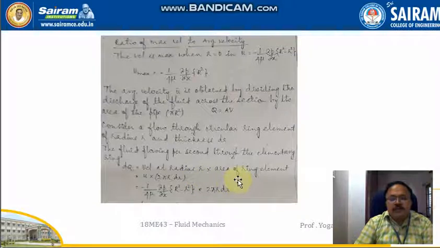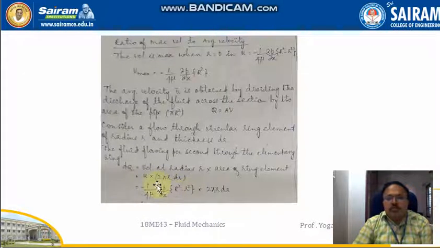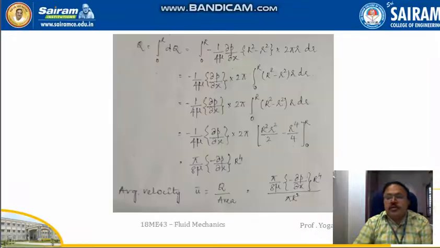The area of the ring element, as we discussed earlier, is the periphery of the ring, that is 2 pi r, into the thickness of the ring element, that is dr. So it is 2 pi r into dr into velocity u. We have substituted u, that is the velocity, minus 1 by 4 mu of del p by del x into capital R square minus small r square, into this area of the ring element, that is 2 pi r into dr.